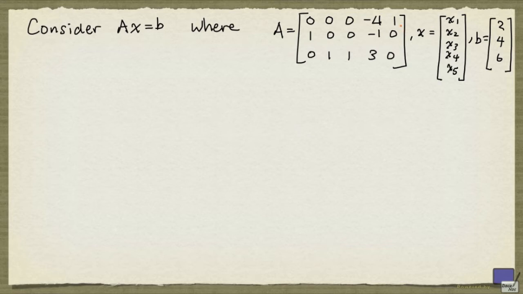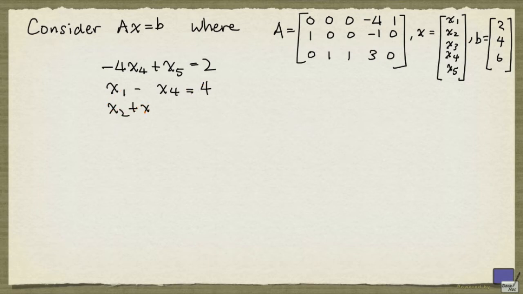So the first equation will be -4x4 + x5 = 2. The second equation will be given by x1 - x4 = 4. And the third equation is given by x2 + x3 + 3x4 = 6. Now, I'm going to rewrite this system as follows.